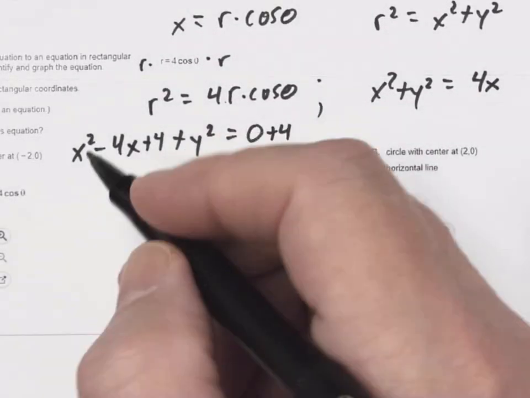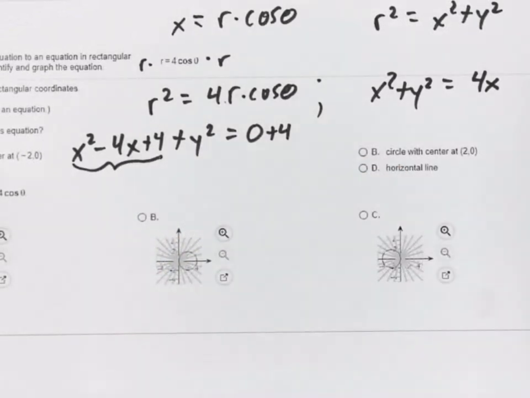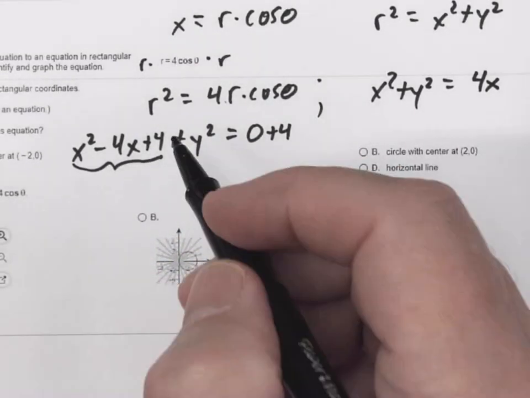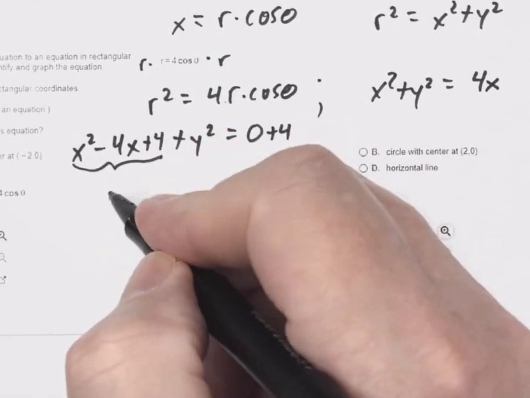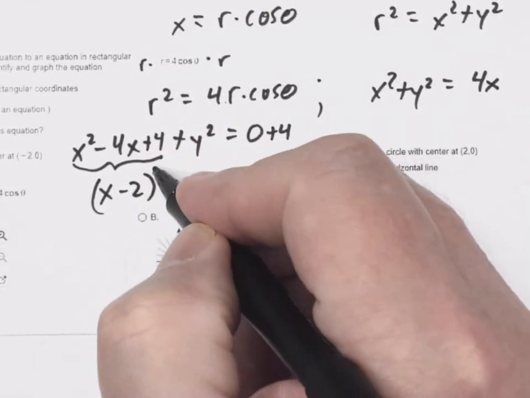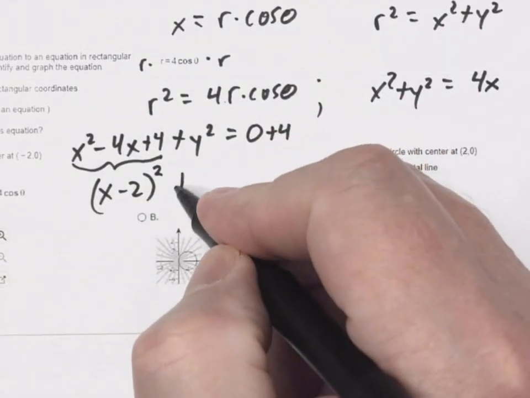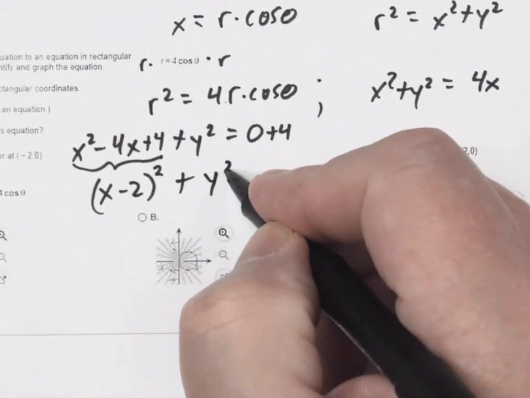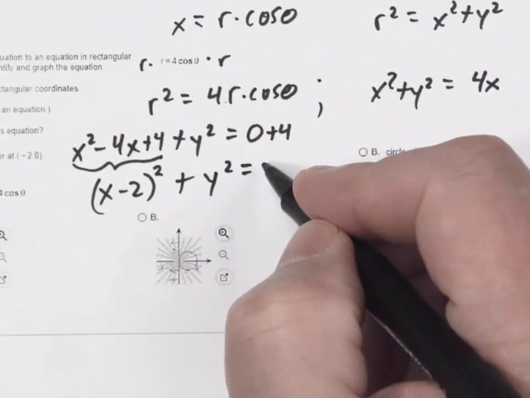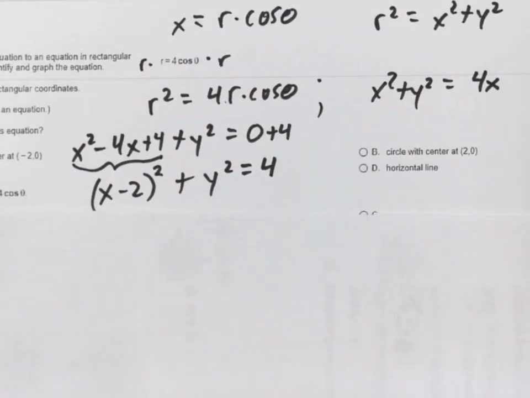Now the reason we do this is because this right here is what we call a perfect square trinomial. This actually factors, and when you factor it, it becomes x minus 2 squared. And then you have y squared here equals 4. Now you have an equation of a circle.